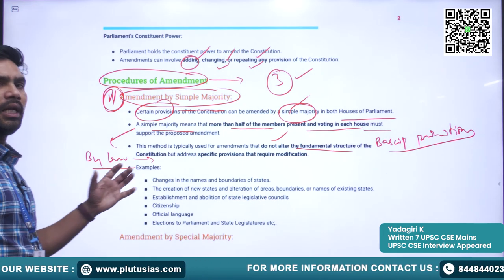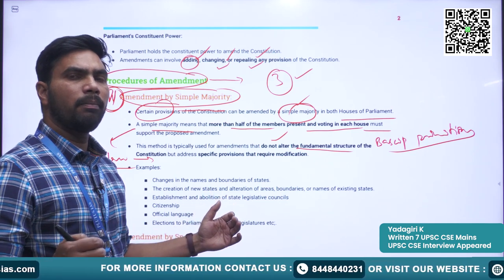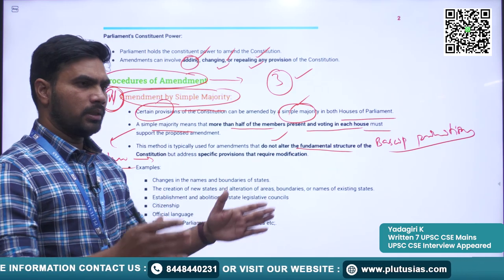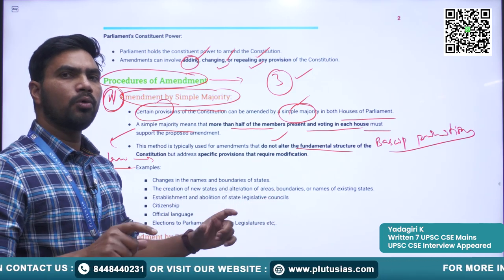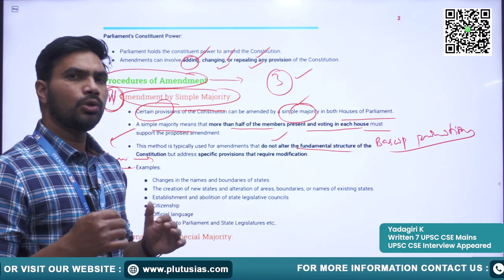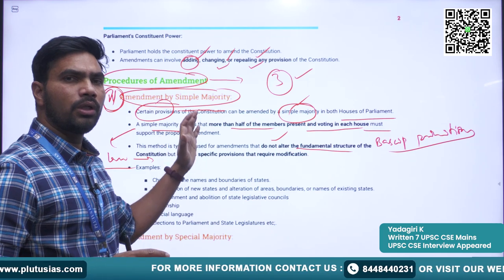This applies to simple provisions which do not have major implications for the federal aspects or the most important aspects like fundamental rights and fundamental duties. Those are exempted. Only the simple aspects are covered through this method.